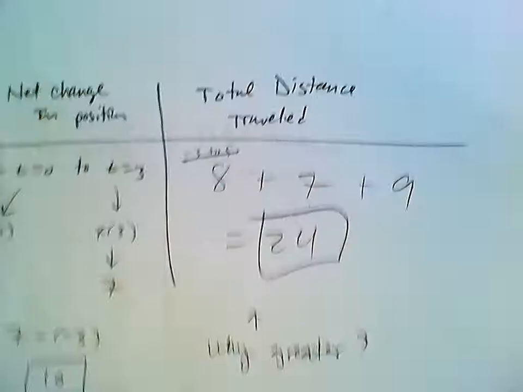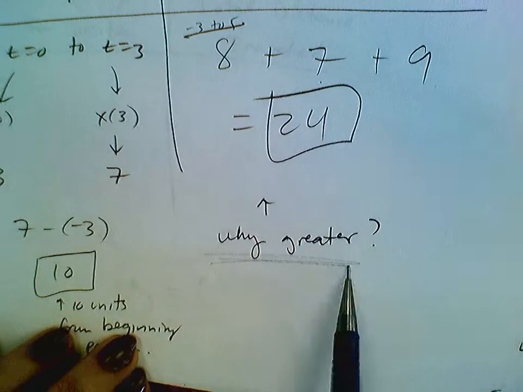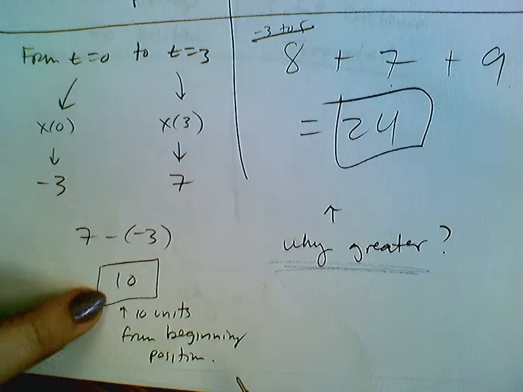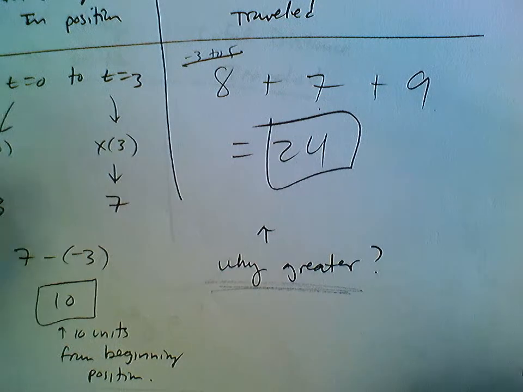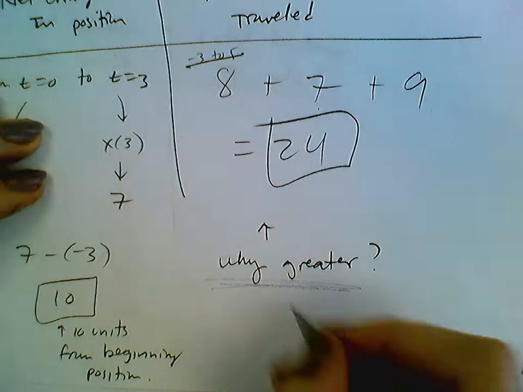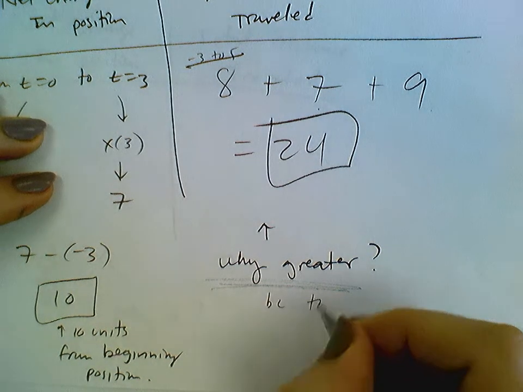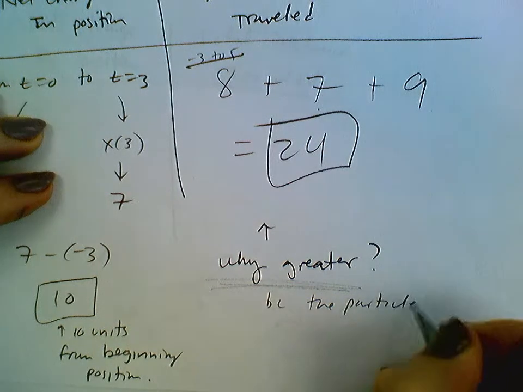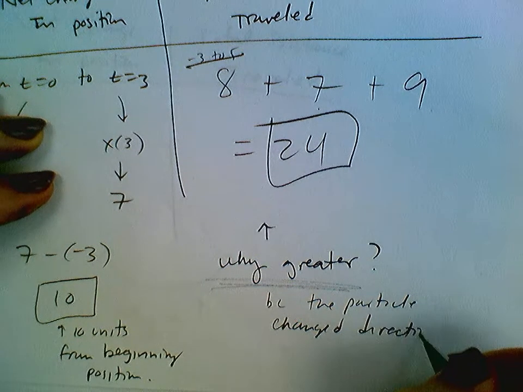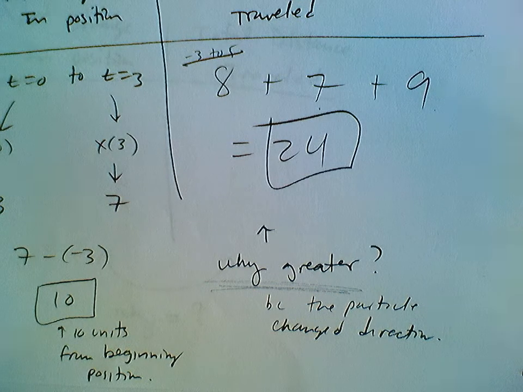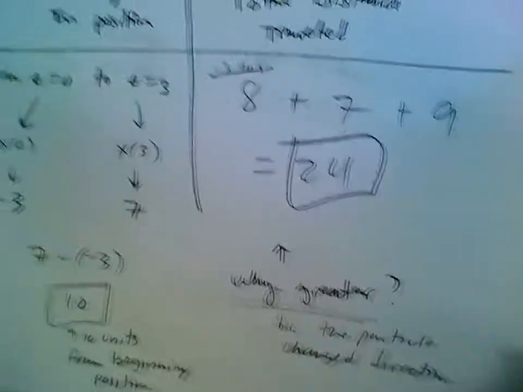Why is this greater? This is the displacement, and this is the total distance traveled. Why is the total distance traveled greater? Because the particle changed direction. It didn't get from A to B in a straight linear path. It changed direction, so it kind of went off course.